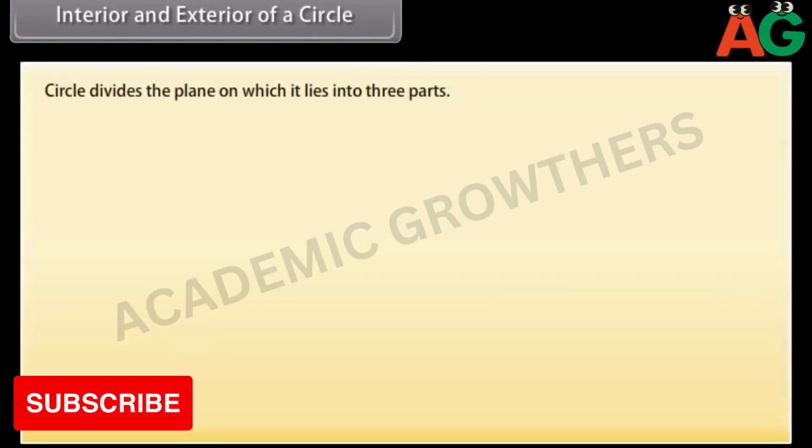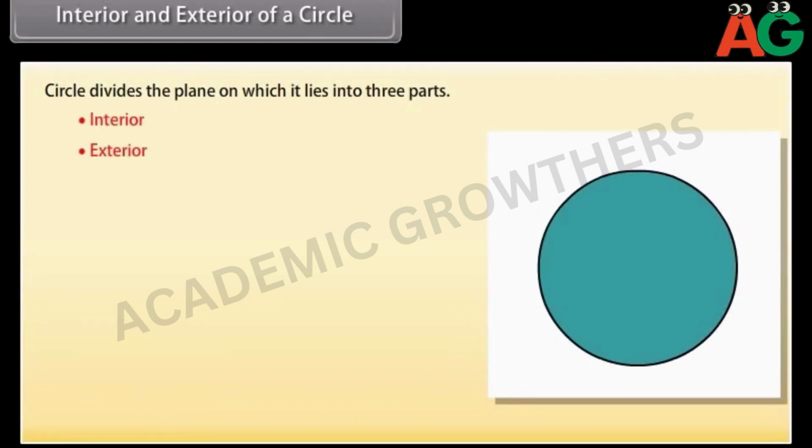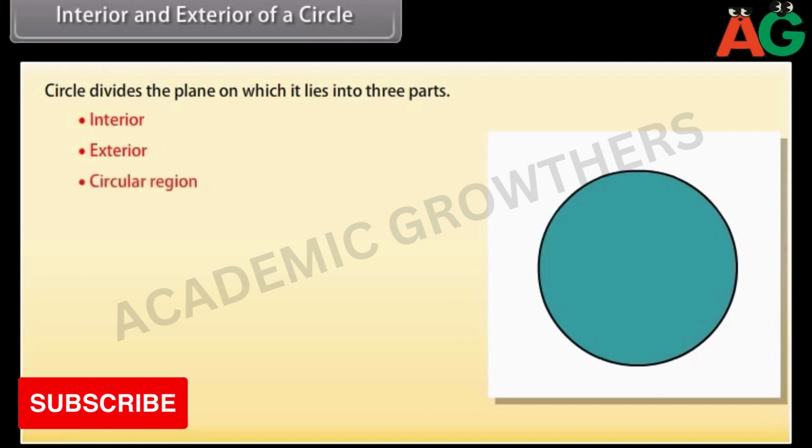Interior and exterior of a circle. A circle divides the plane on which it lies into three parts: interior, exterior, and circular region. Let's go through them one by one.